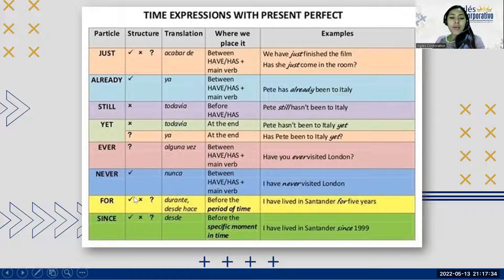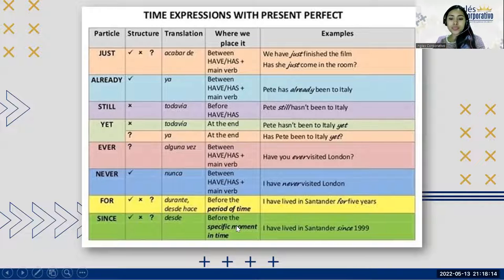El for lo ocupamos para las tres estructuras. I have lived in Santander for 5 years. I haven't lived in Santander for 5 years. ¿Ok? Have you lived in Santander for 5 years? De las tres maneras se puede. De hecho, el for, guys, es para yo decir un periodo de tiempo, o básicamente la translation es durante o desde hace 5 años, ¿ok? Pero for es para periodo de tiempo.